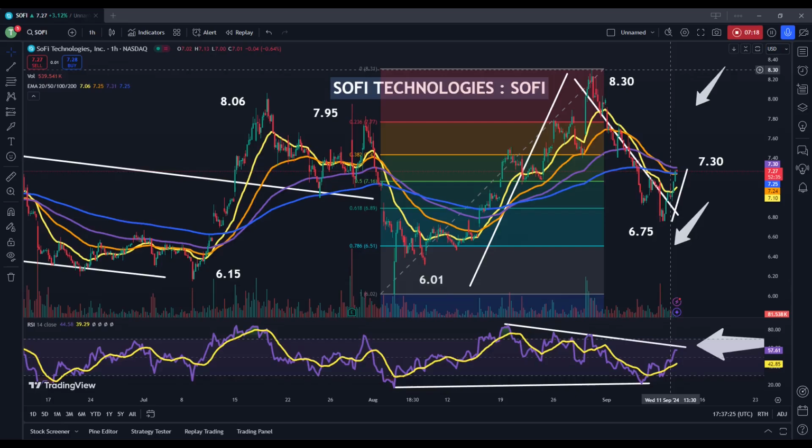So here are the current price levels that I'm watching. These are the indicator readings that I think are most important for the current price action. Here's the current stock market analysis for SoFi Technologies Incorporated, stock ticker SOFI.